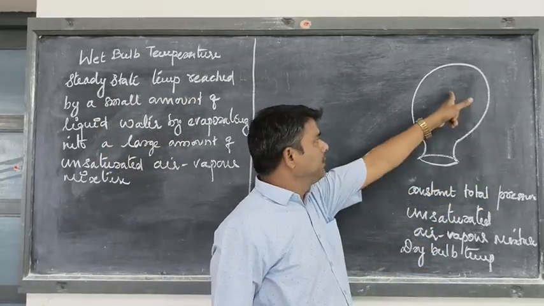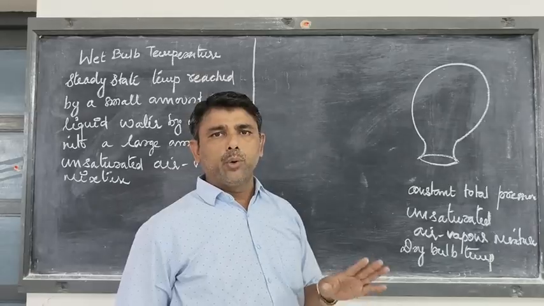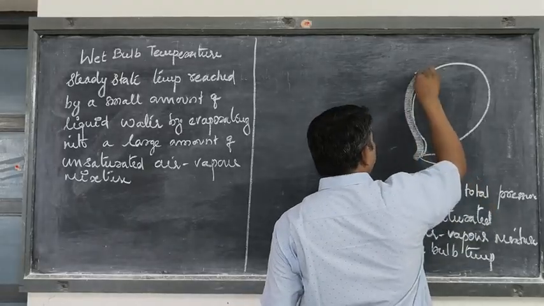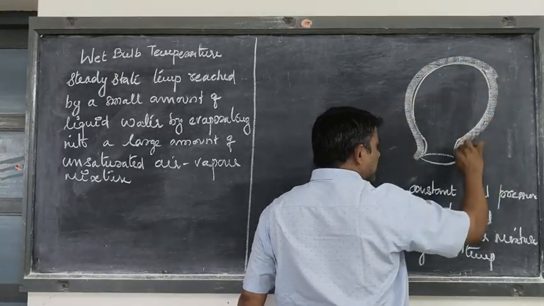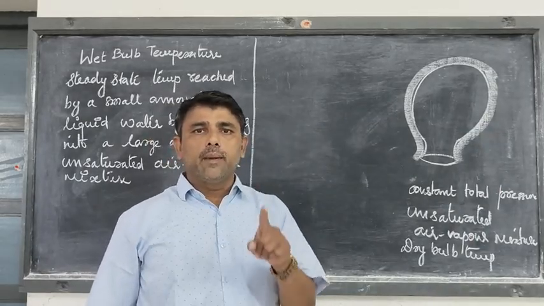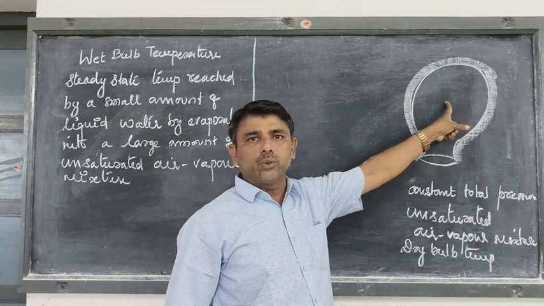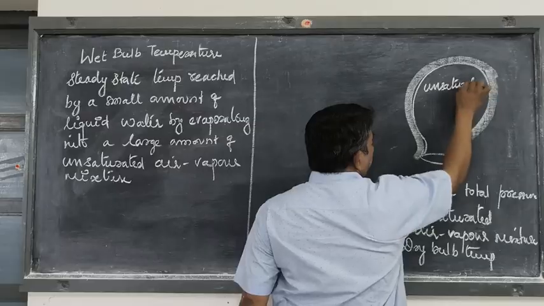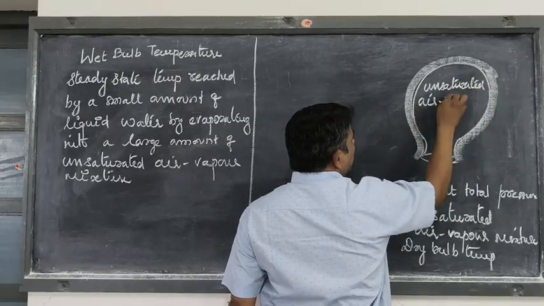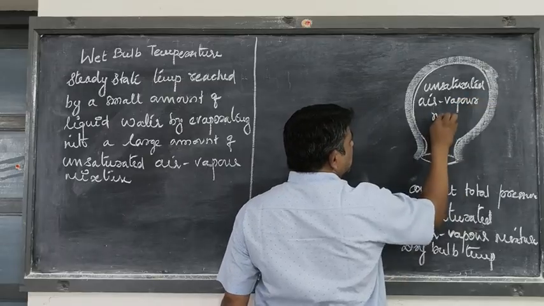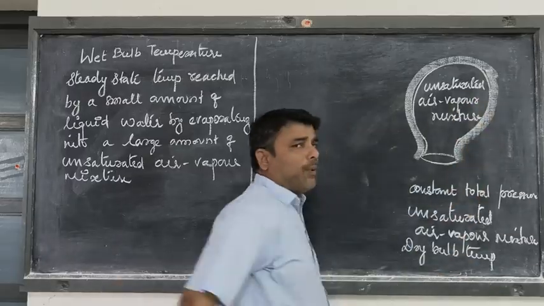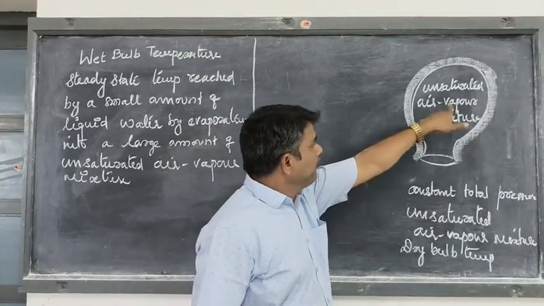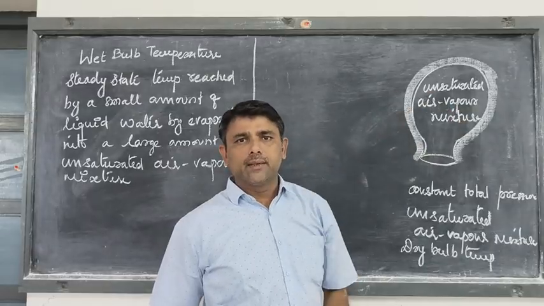The same air is filled in this container, which is called a system. I am going to make a cool environment around the system, to decrease the temperature of this unsaturated air water vapor mixture. Upon continuous spraying of highly chilled water or cold water around this setup, the temperature inside the system decreases.